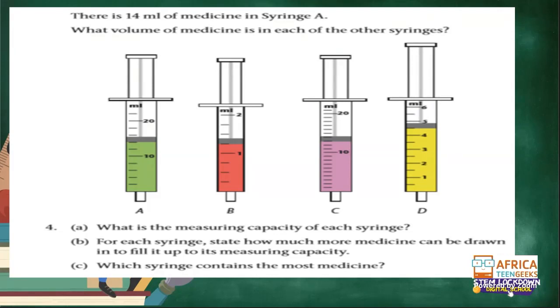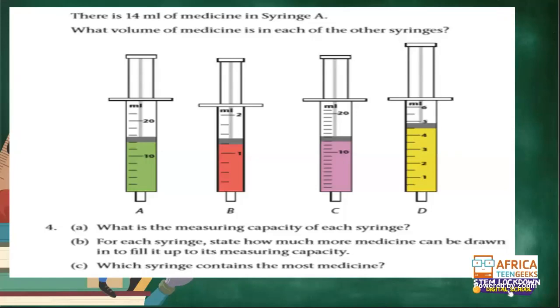So what is the measuring capacity of each syringe? We have A, we have B, or rather, let's first answer the first question. What volume of medicine is in each of the other syringes? We know A, we're looking for B, C, and D. Make sure you read the capacity on each of the syringes first, and then answer the question. Okay?